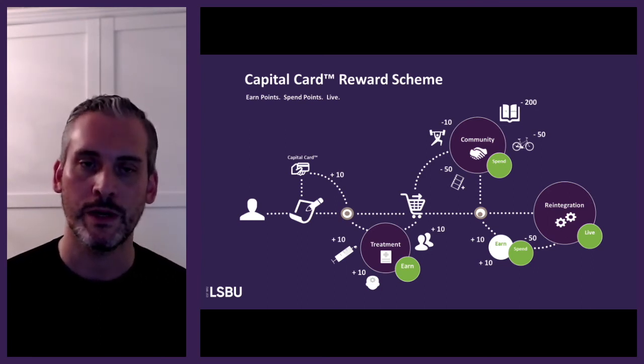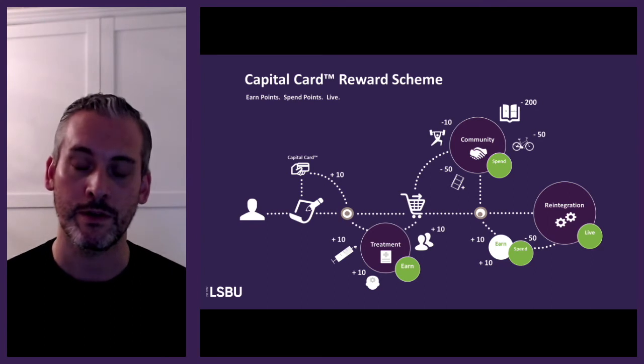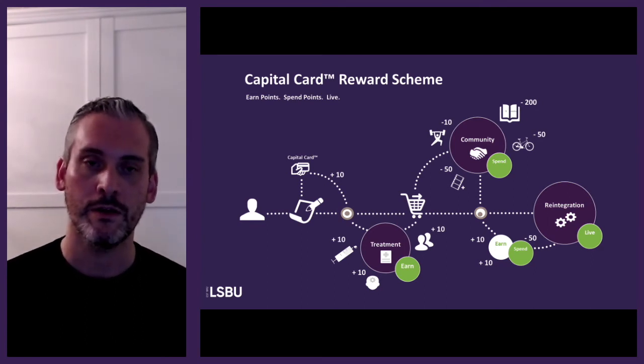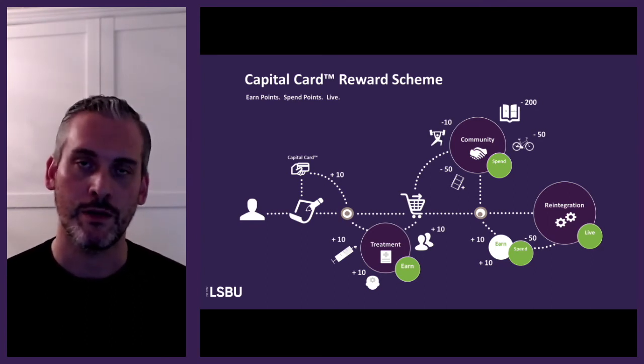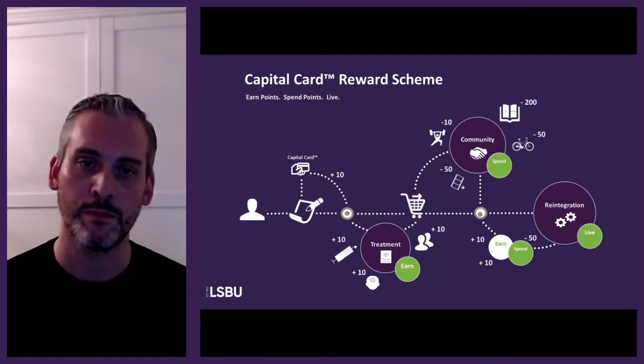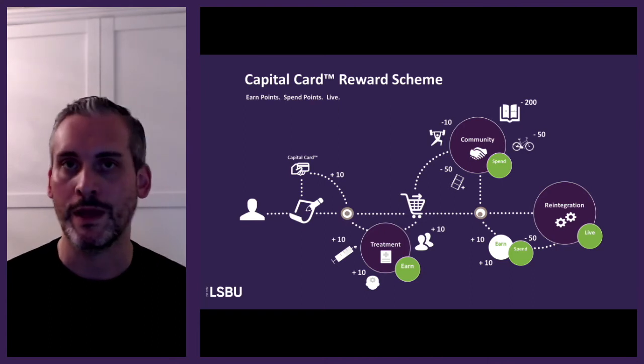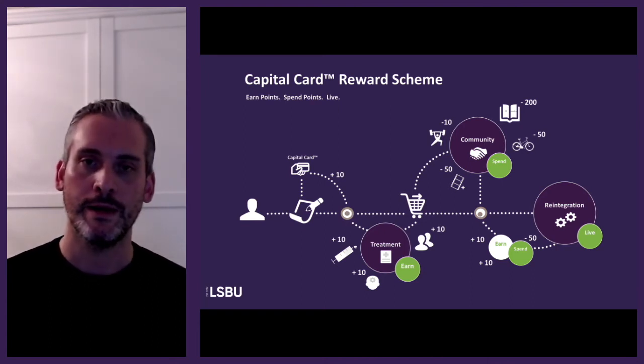The number of points that you earn, and this was something that was co-developed and discussed with service users themselves, was that any of those things earns the same number of points. So there aren't different numbers of points that you earn. It's 10 points per intervention or treatment or engagement point throughout.